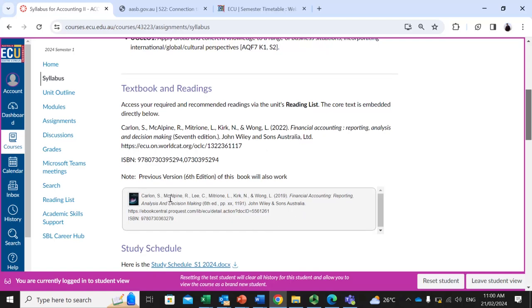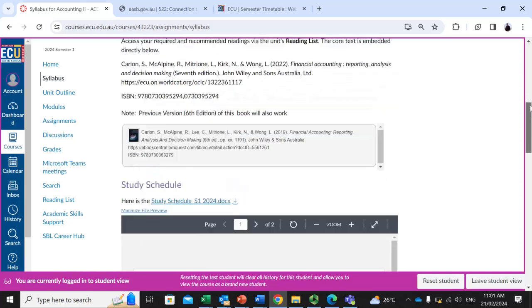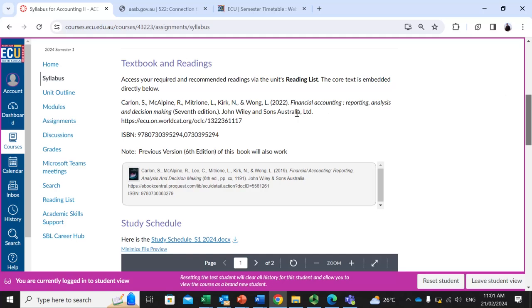One is Financial Accounting, Reporting and Decision Making, which is the 6th edition. If you have the 6th edition, that's perfectly fine. Even in the slides, I've referred to the page numbers of the previous book, which is the 6th edition, as well as the 7th edition. Those who have even the 5th edition can use it, as the content has not greatly changed. Currently we have the 7th edition going on, so the 7th edition is also there. So these are the books you can study for this unit.